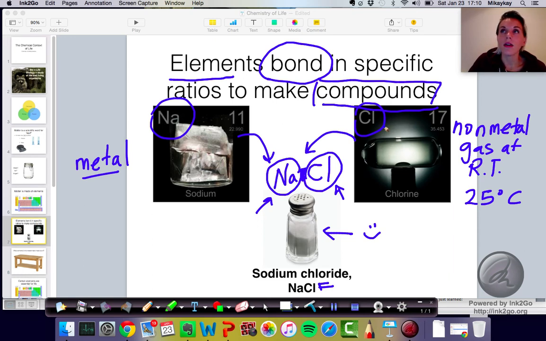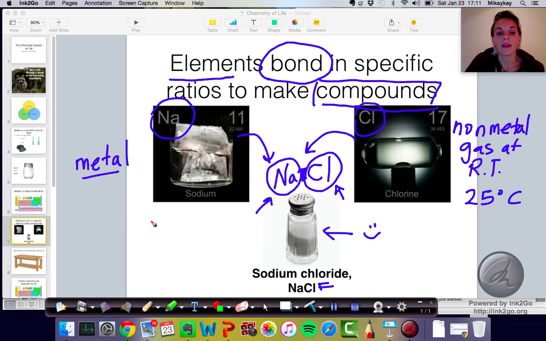And that all depends on what elements are connected and in what ratio, right? So when you have one sodium and one chlorine coming together to make one compound, that is sodium chloride, right? If you had chlorine coming together with a different metal, it would form a different kind of compound and it would have different properties.